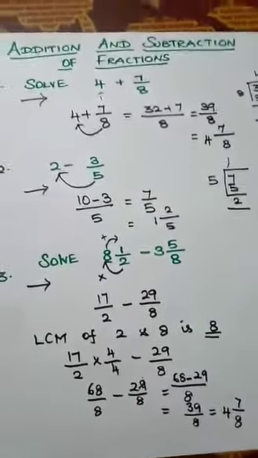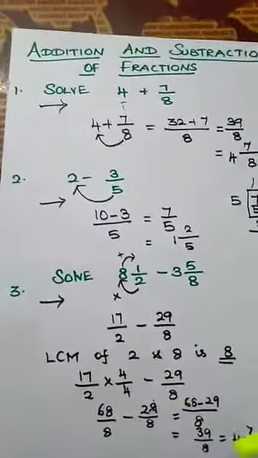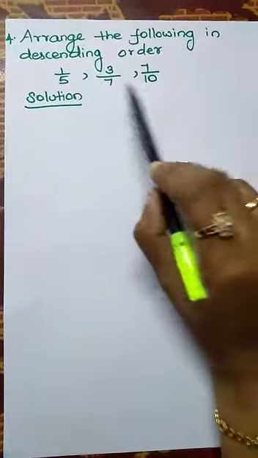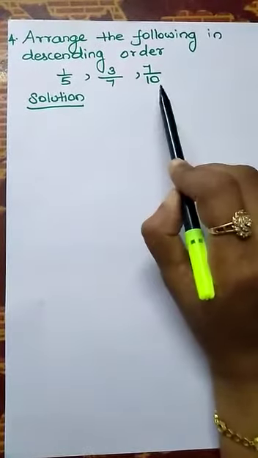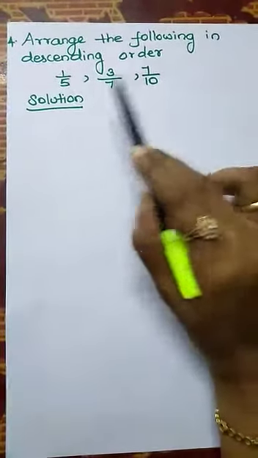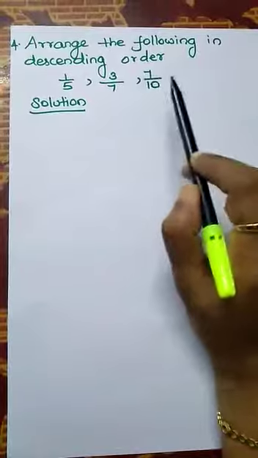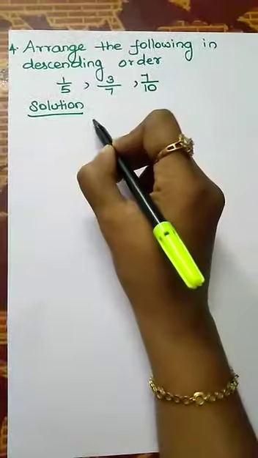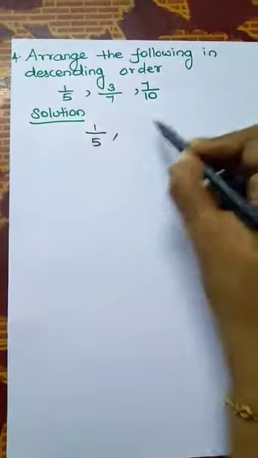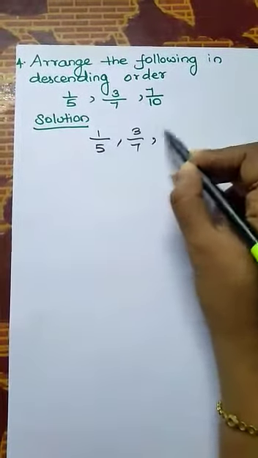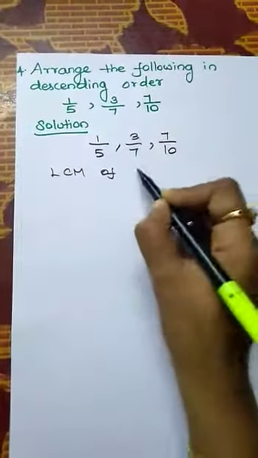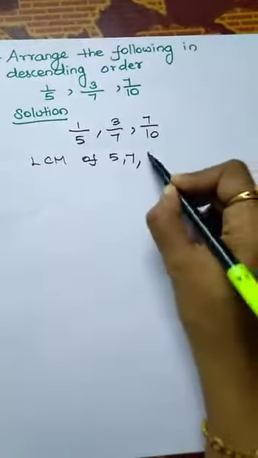Okay. Next. Arrange the following in descending order. Some fractions are given, but all the denominators are different. First, we have to convert into the same denominator. Then only we arrange the given values in descending order. Descending order means greatest value to smallest value. What are the values given? 1 by 5, 3 by 7 and 7 by 10. Now, we are going to take the LCM of 5, 7 and 10.